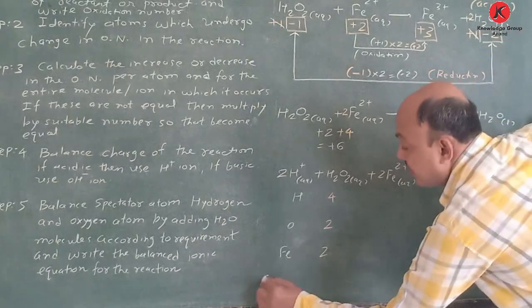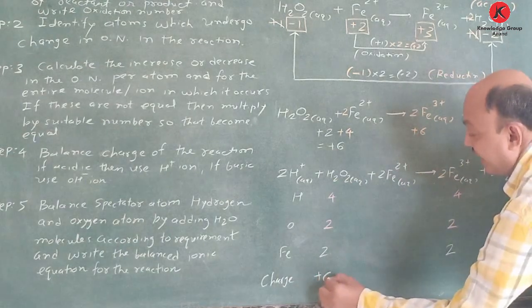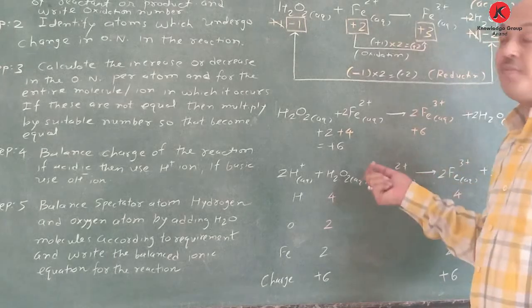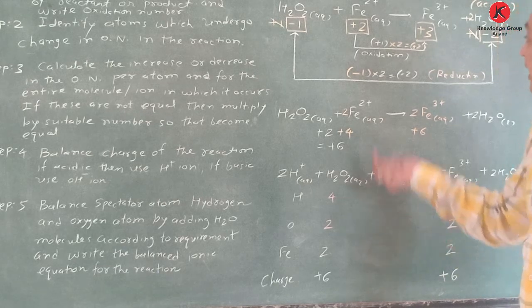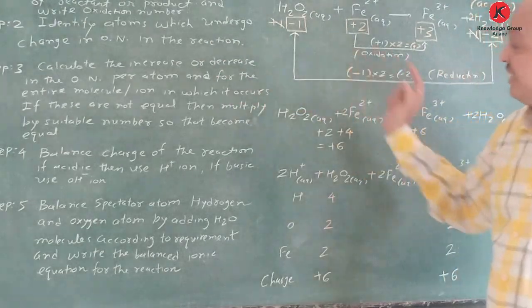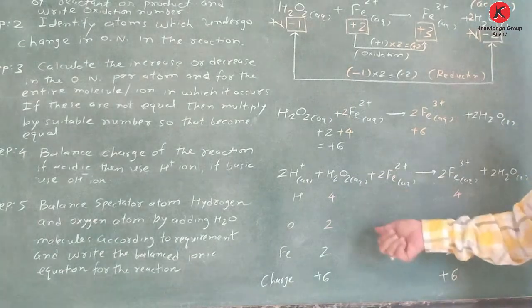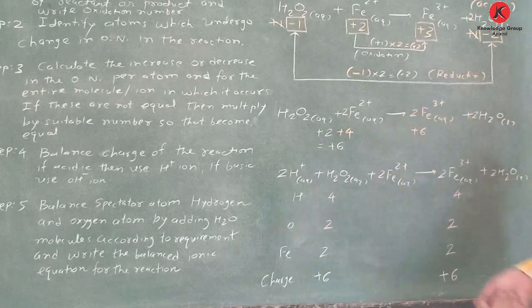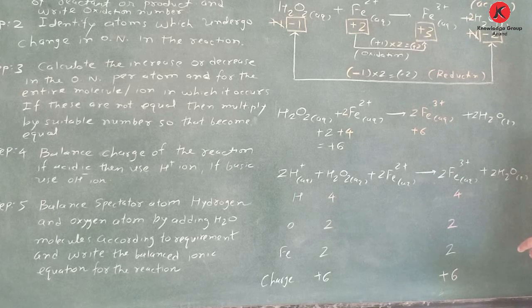So what is the charge? The charge is plus 6, plus 6 on both sides, just to check. If you write it this way, then you get full marks, that is 5 out of 5 marks. According to that, you have to write step 1, then reaction, step 2, then reaction, step 3, then reaction, step 4, then reaction, step 5, then reaction, and then you have to check whether all elements and charge are equal or not. If it is equal, then you get full marks, 5 out of 5. So this is a balanced redox reaction.